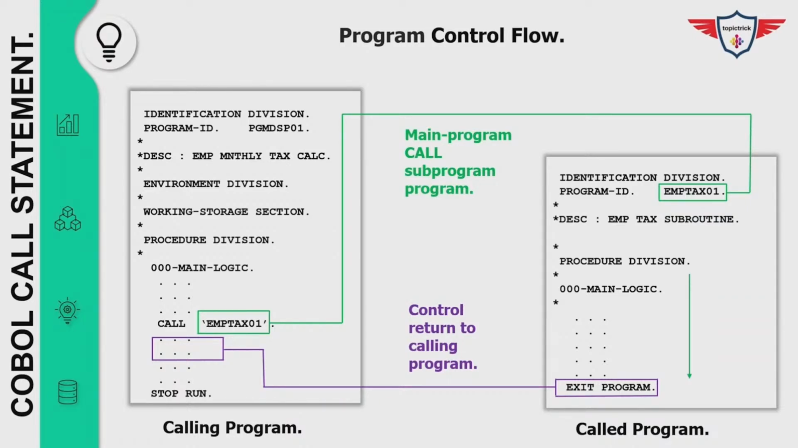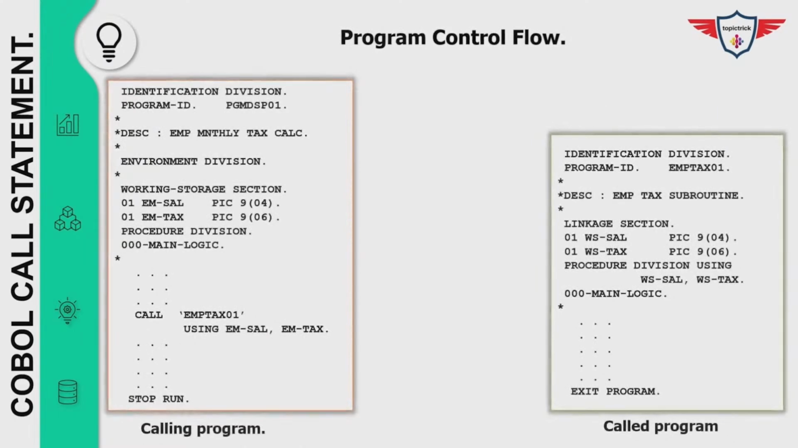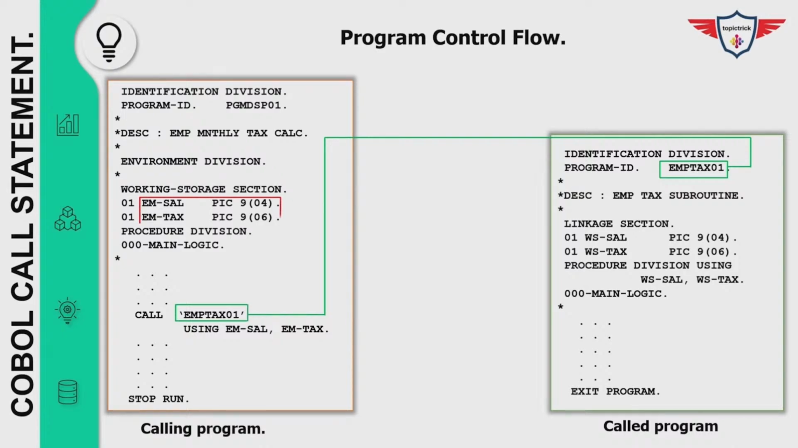Now let's look at the second example where we would be sending data from main program to subprogram. So in this example, again, we have two programs. First one is a main program and second one is a subprogram. If you look at the main program, we have working storage section where we have defined two variables. First one is salary and second one is tax. So we would be sending salary to the subprogram. The subprogram calculates the tax and returns the value to the main program.